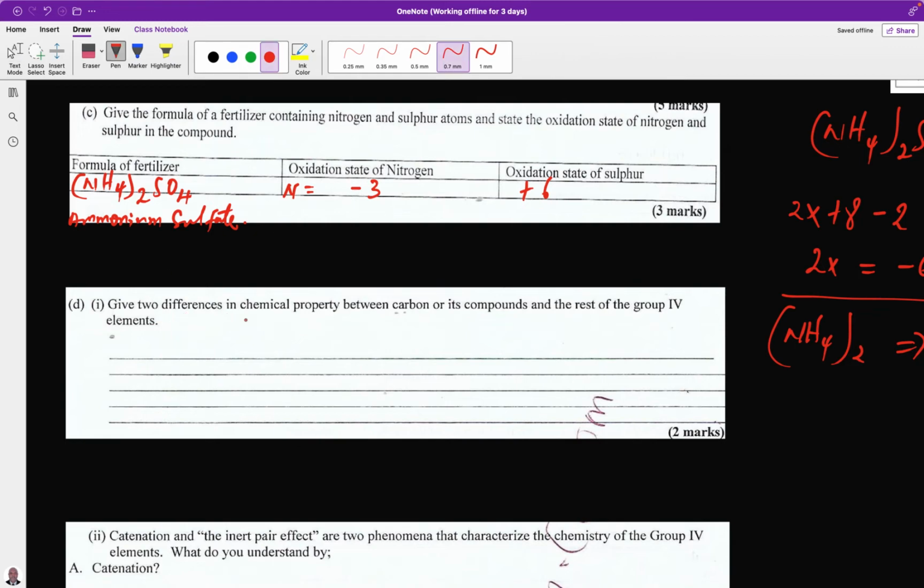Give two differences in chemical property between carbon or its compounds, and the rest of group 4 elements. So now the differences between carbon and other group 4 elements. One, we can say carbon has the ability to catenate.